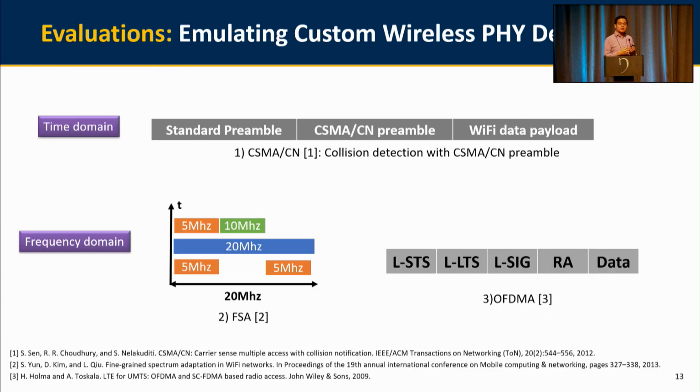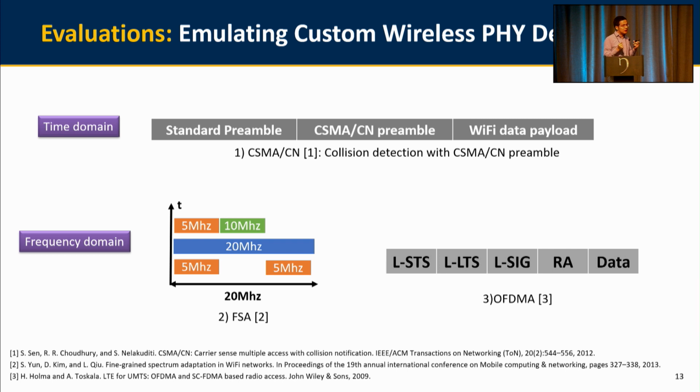And in our evaluations, we are picking up 3 different custom wireless physical layer technologies that are trying to produce new wireless signals in both time and frequency domains. And we are trying to see whether our technique can precisely emulate the signals that are being transmitted using these technologies. So the first one we are emulating is CSMA-CN.